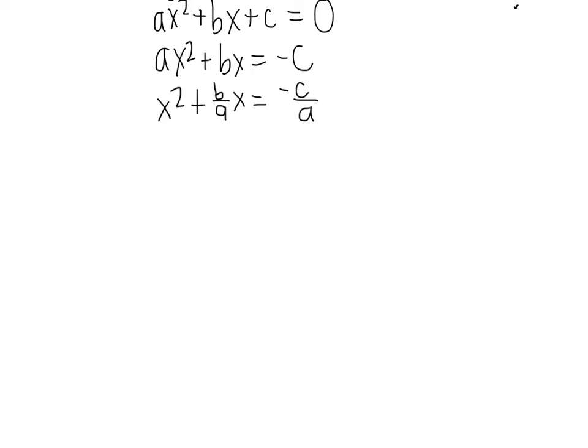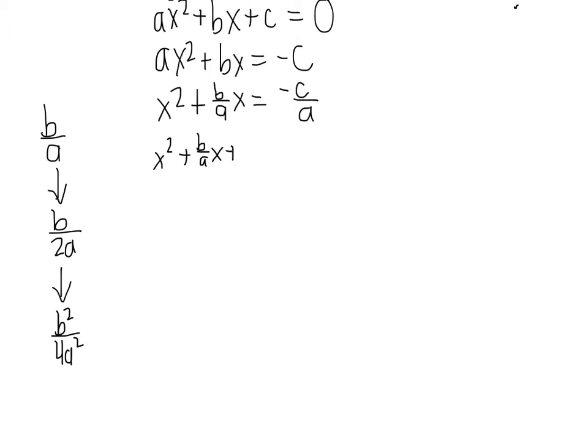Now the next step in completing the square is to take b, which is actually b over a here. We need to cut it in half, which is b over 2a, then square it, which is b squared over 4a squared, and add that to both sides. So x squared plus b over a x plus b squared over 4a squared. We're adding it to both sides.